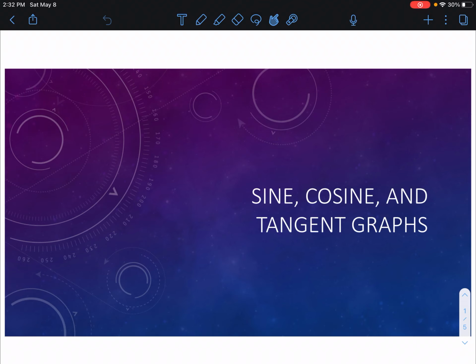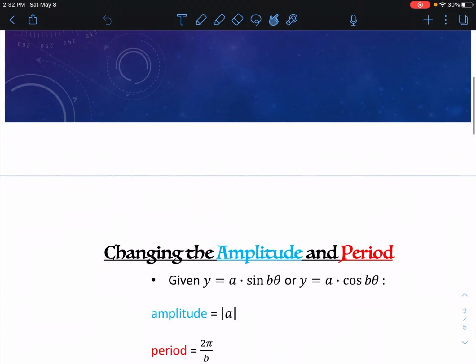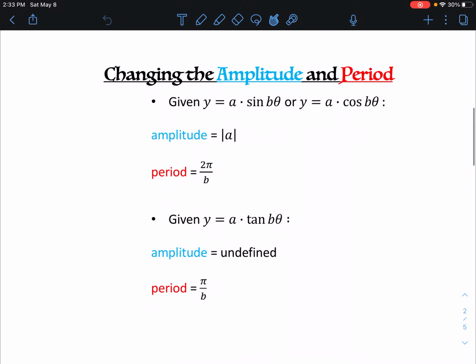All right, now that we know a little bit more about sine, cosine, and tangent graphs, let's take a look at each one and see if we can tackle these. So we can change the amplitude and the period. If it's a sine or cosine function, then the amplitude is A, and your period is 2 pi over B. So we're really going to need to look here and here to determine that, and then maybe do a little bit of calculation.